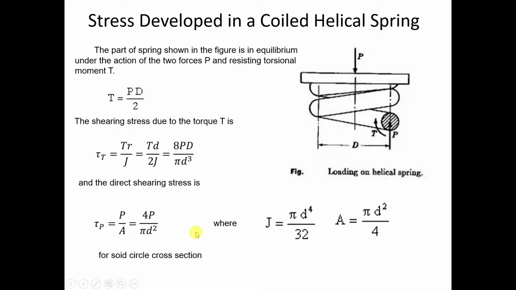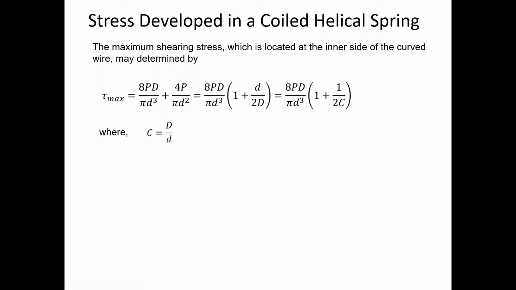So the total or the maximum shear stress developed on that particular cross section area will be given by tau max equals the summation of the shear stress developed due to the torque T as well as the shear stress developed due to the reaction force P. And if you take common 8PD by pi d cube, you will come up with this equation where C basically represents capital D by small d, which is nothing but the spring index.